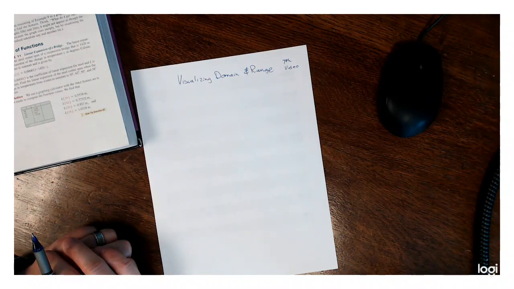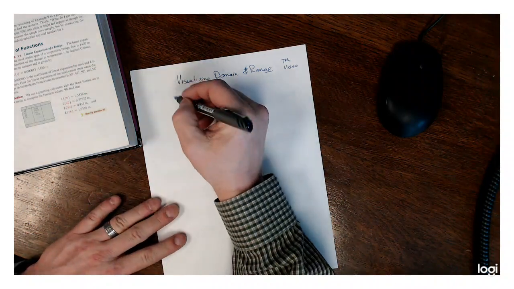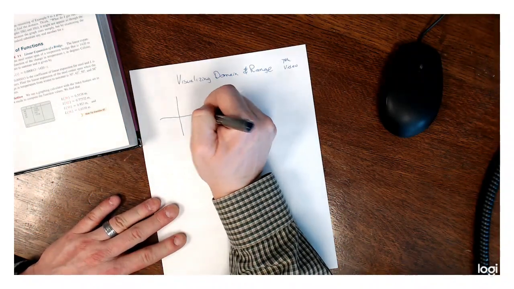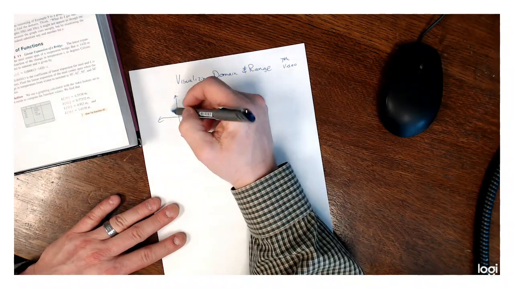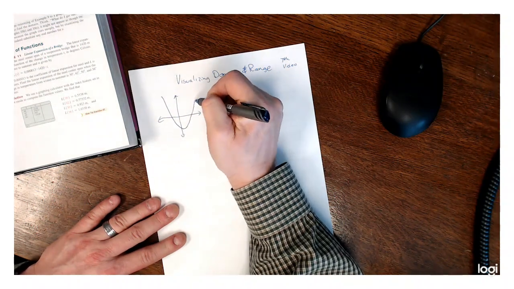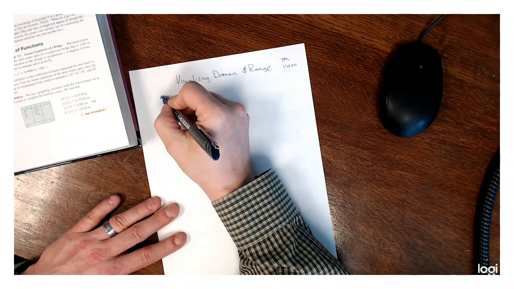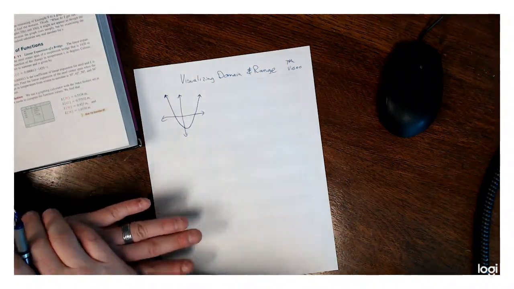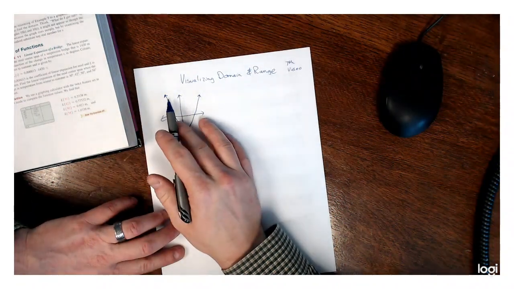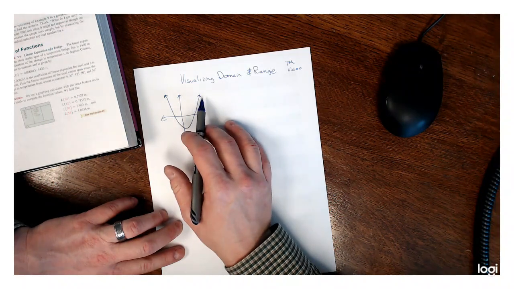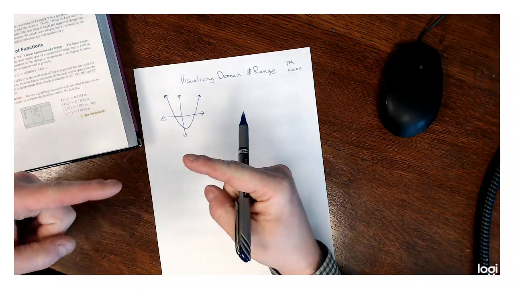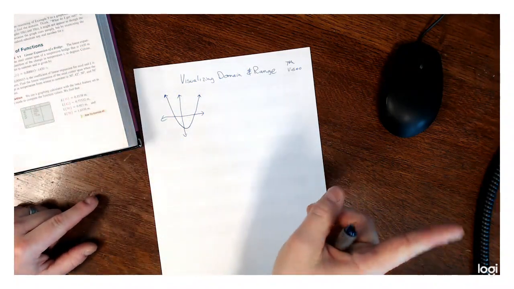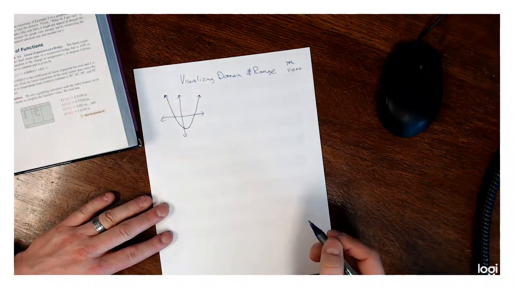Here we're going to go with visualizing domain and range of functions. Let's take a parabola that looks like this. When we have these arrowheads here and here, that means it goes on to infinity. And it goes on infinity in both directions, positive infinity and also negative infinity.